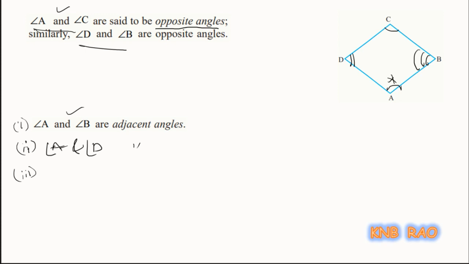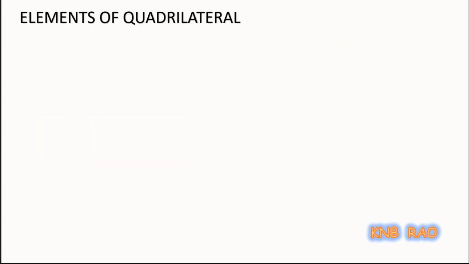And what about angle D and angle C? And angle C and angle B. So totally we have got 4 pairs of adjacent angles. So in a quadrilateral I have 2 pairs of opposite angles and 4 pairs of adjacent angles. Then we will go for writing the elements of a quadrilateral. Children, elements of a quadrilateral.